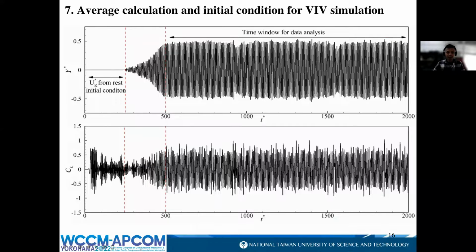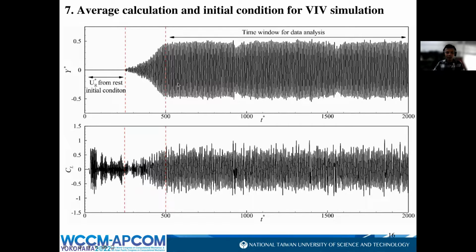Next, this is the average calculation method and the initial condition for the VIV simulation. For the initial condition, we use the UR from rest initial condition. It means we keep the structure at the initial time as a stationary structure. For the vibrating structure, we start the VIV modeling from simulation time equal to 250. So for this range, we still use the stationary structure, and after 250, we activate the VIV solver.